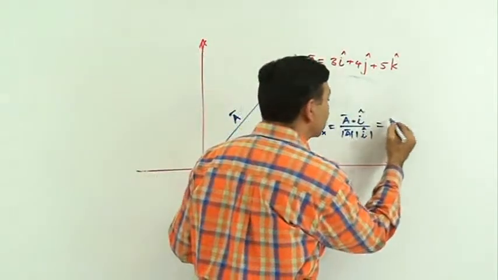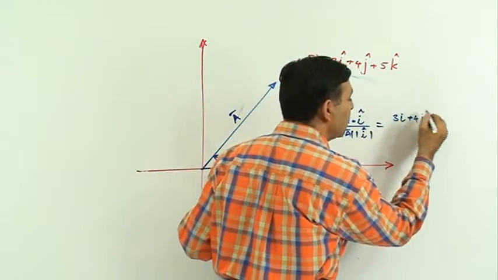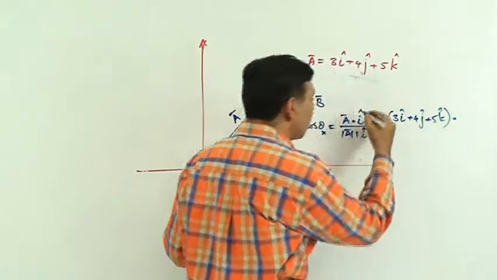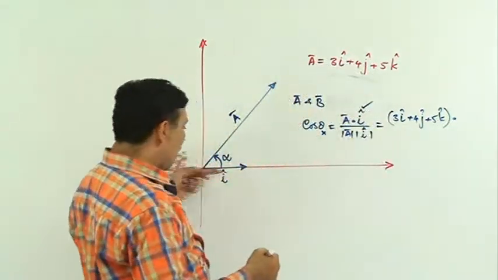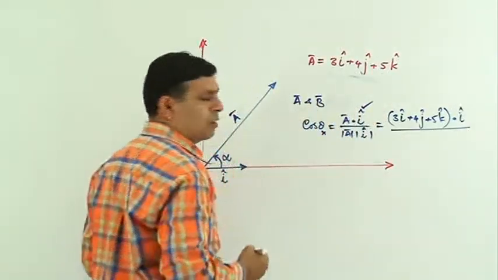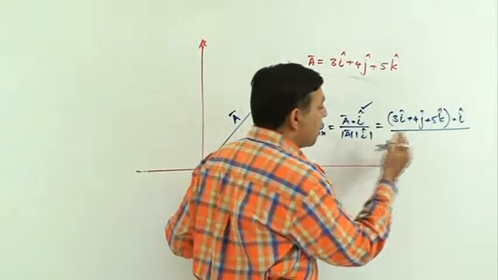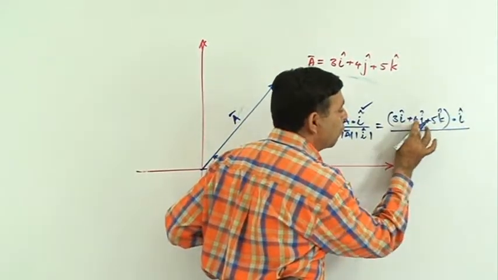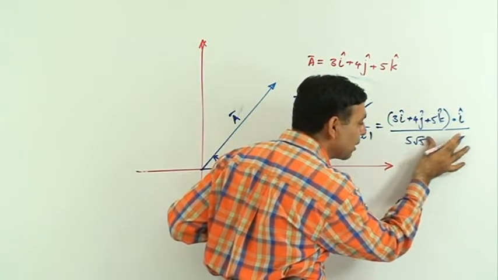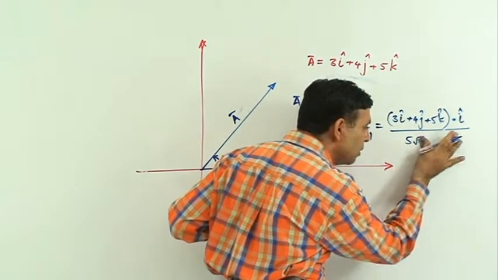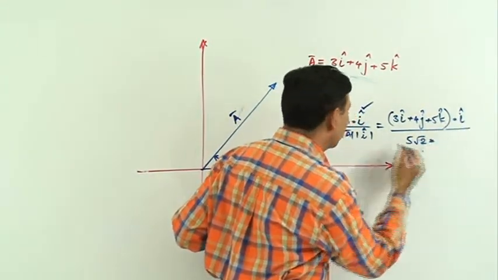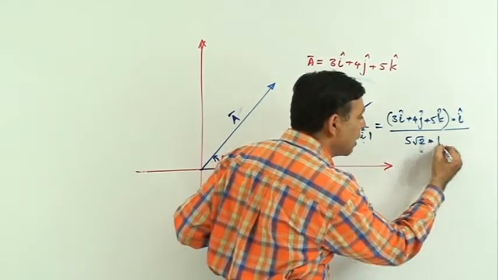So a vector A is given as 3i plus 4j plus 5k, and dot b. What is this b? Another vector, nothing but I. So A dot I by mod A mod B. Fine. So here, how to compute mod A? I'll show you the trick. Anyway, it is root of 3² plus 4² plus 5², which is 5 root 2, and not 5 root 5, sorry. And mod I, you know it very well, is going to be 1.